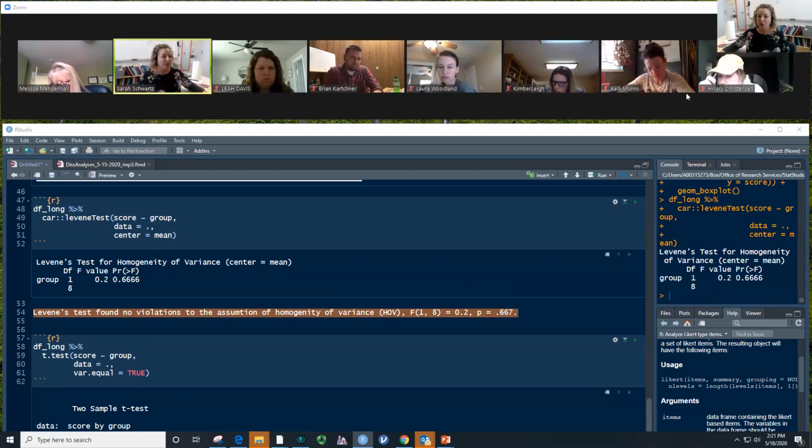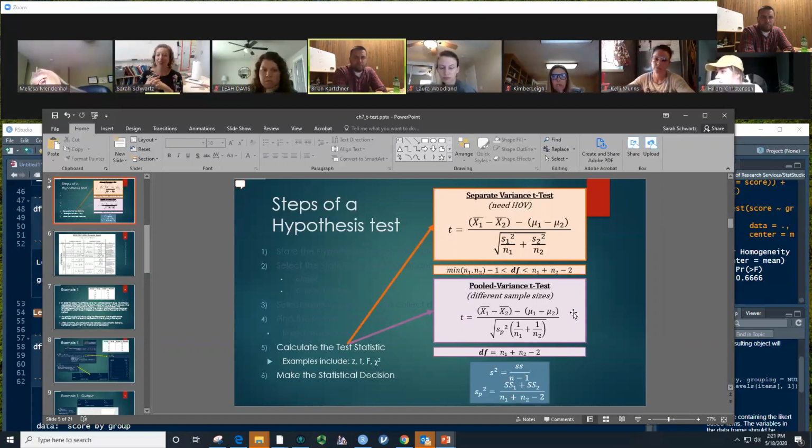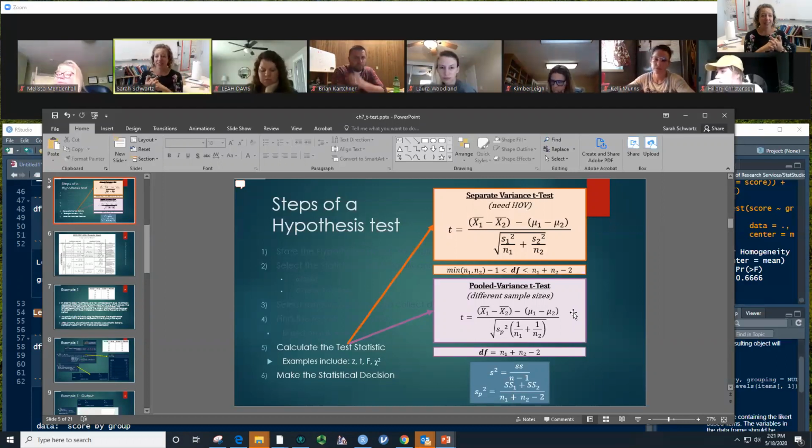So in this case, which one of these tests do we want to do? This is our decision factor. Are we going to do a separate variance test or a pooled variance test? Pooled. This tells us the pooled test is okay to do. So what would be our degrees of freedom for the pooled t-test? 5 and 5 combined is 10, take away 2, it should be 8.